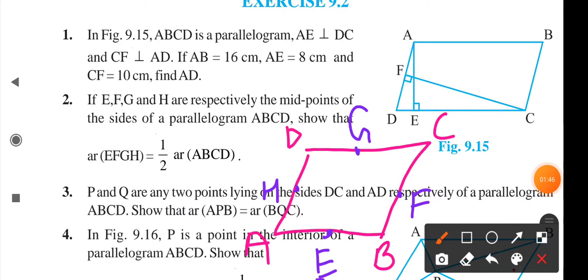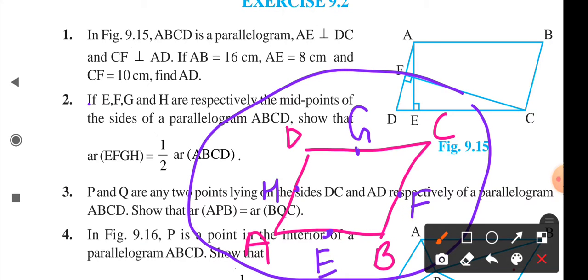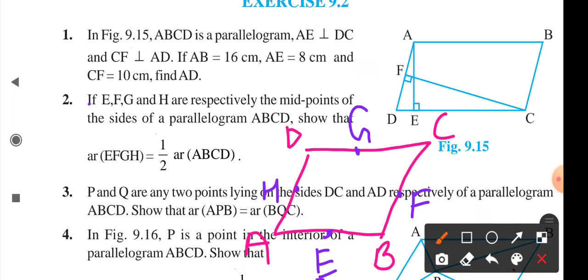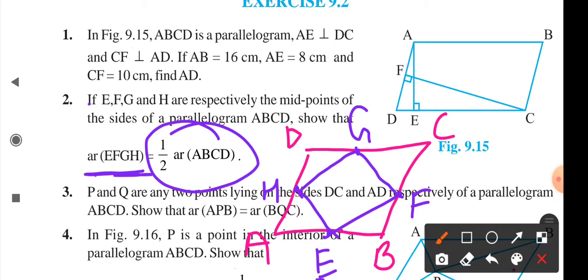See the second question. E, F, G, H are the respective midpoints of the sides of the parallelogram ABCD. That means you can see that I have made a parallelogram here with the pink pen, ABCD is a parallelogram and E, F, G, H are the midpoints of the respective sides. Now what do we have to find out? We have to find the area of EFGH. That means if we join EFGH, the area of EFGH is equal to half of the area of ABCD. This we have to prove.